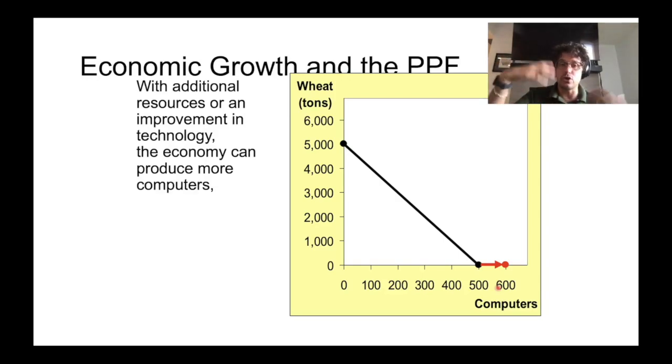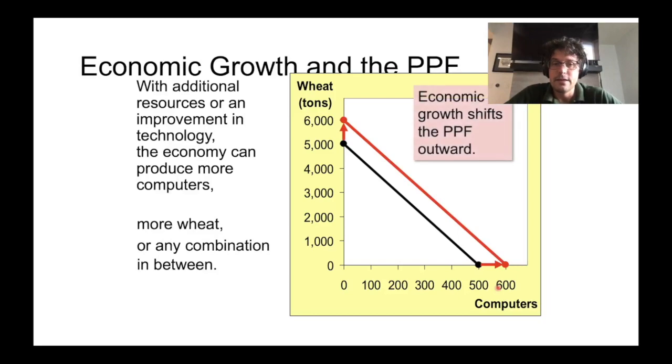So if we increase the amount of resources that are available in this economy, say for the same existing amount of labor hours, we get more productive. Say we don't need 100 hours anymore to produce a computer, now we need 50 hours, and we don't need 10 hours anymore to produce 1 ton of wheat, but we need 5 hours. Then we get a push of the production possibility frontier to the right. So economic growth shifts the production possibility frontier upward.